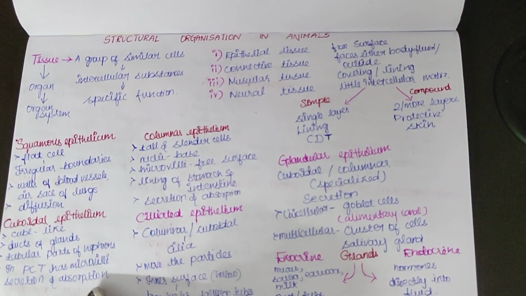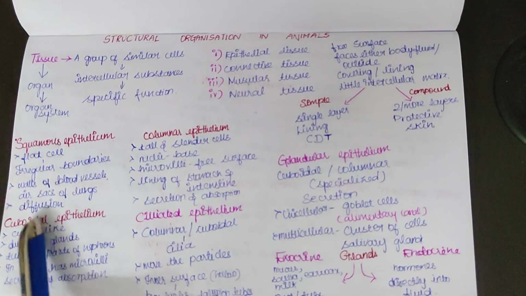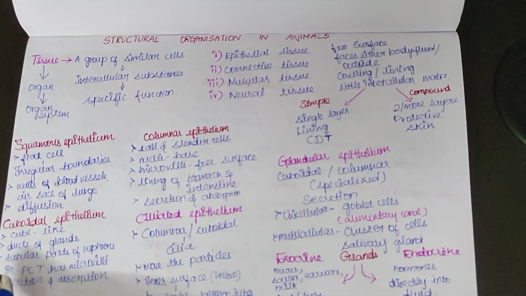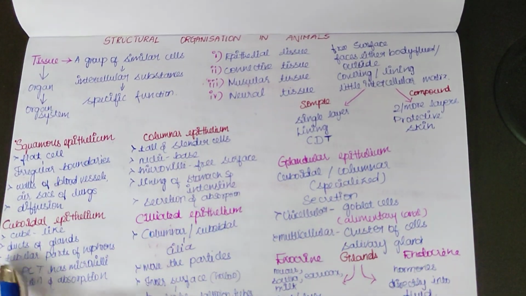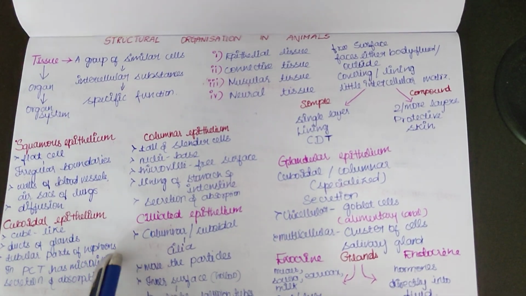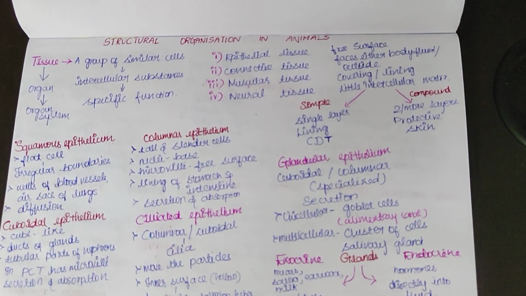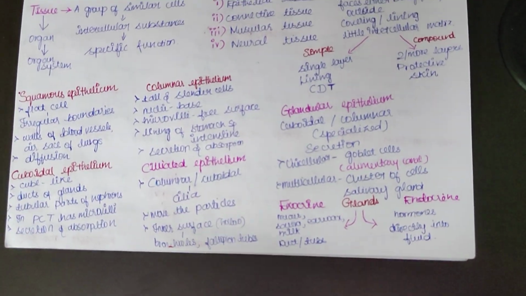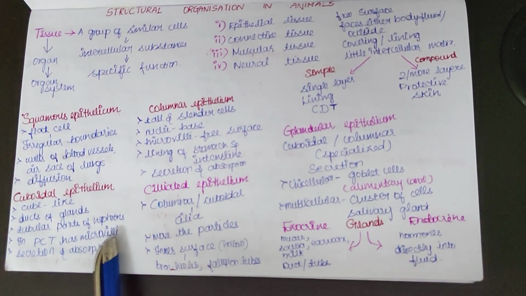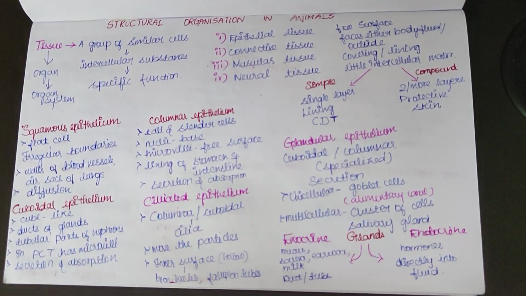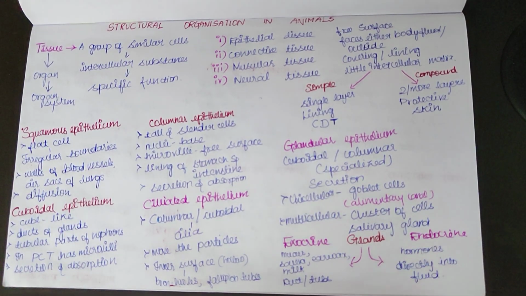Now to talk about the cuboidal epithelium, they have a cube-like structure, as their name indicates. They have cube-like cells, and they are present in the ducts of glands and tubular parts of nephrons. In the tubular part of nephrons, in the PCT, the proximal convoluted tubule, which you all know about, they have microvilli. The specific function is secretion and absorption. This is about the cuboidal epithelium.